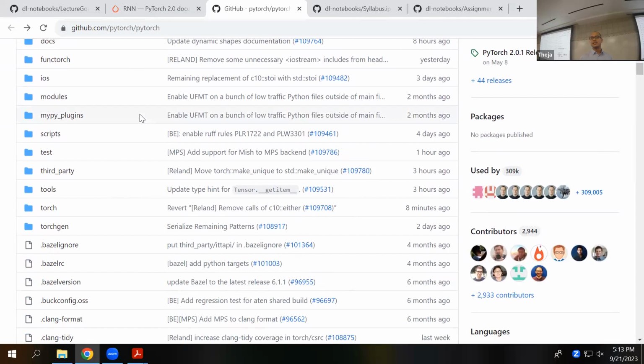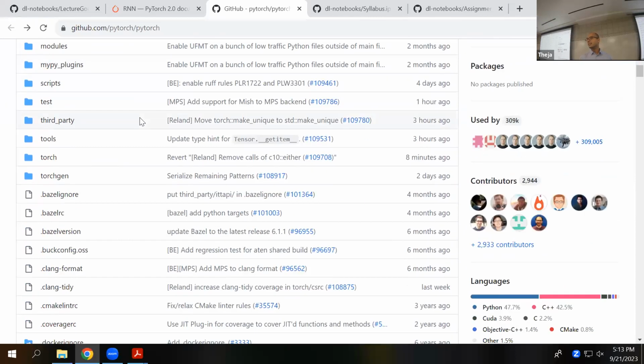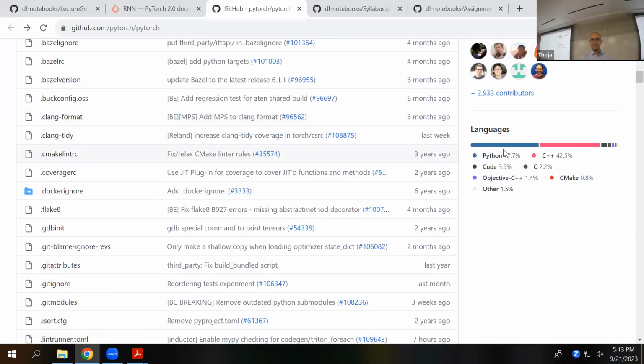It's not a small code base, right? I don't know how many, but 50% is Python and actually 42% is C++. And that's what actually makes it fast, right? So Python is a slow, single-threaded language by default.